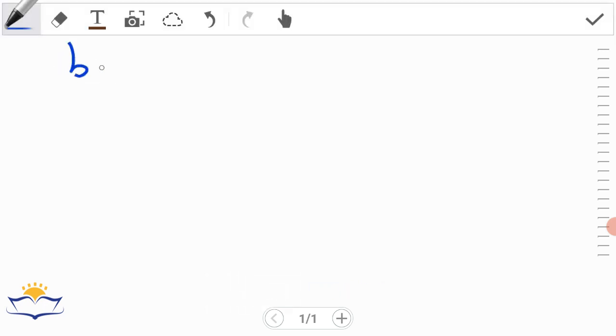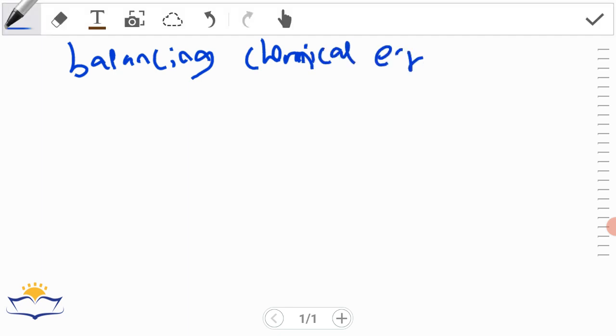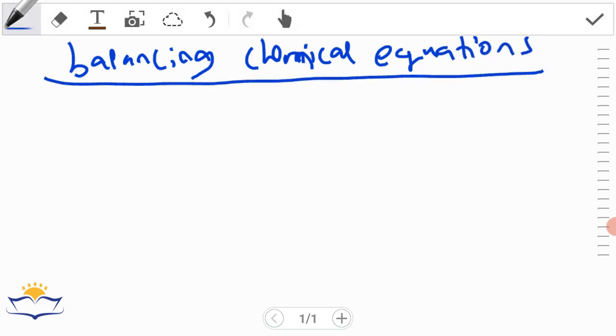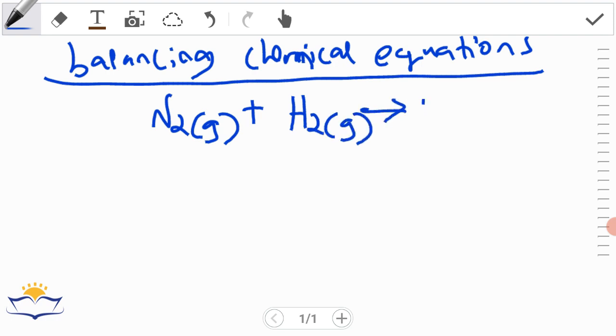In this section, we'll be discussing balancing chemical equations. So, as an example, the equation will be N2 gas plus H2 gas to form NH3 gas. So nitrogen gas reacts with hydrogen gas to form ammonia gas.